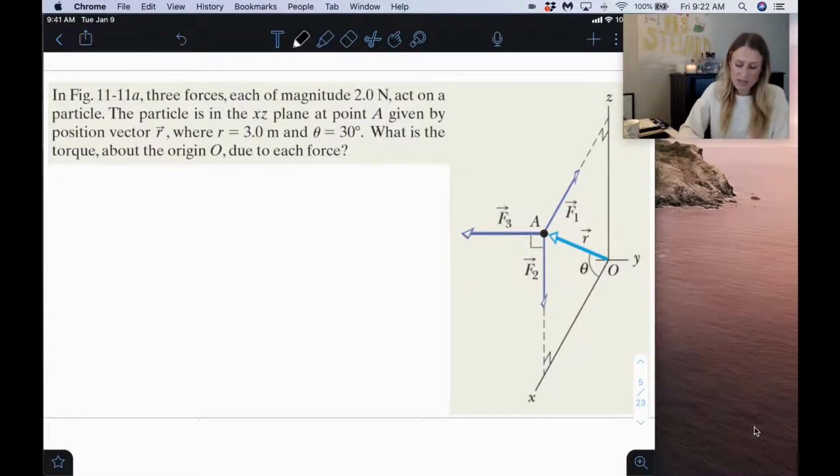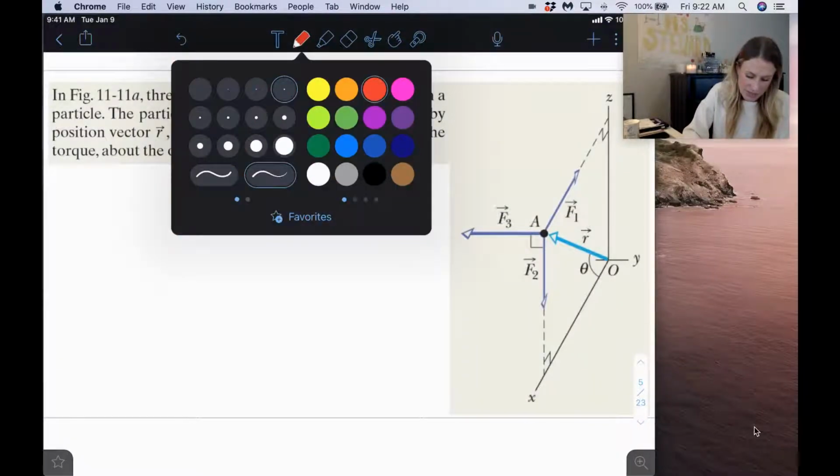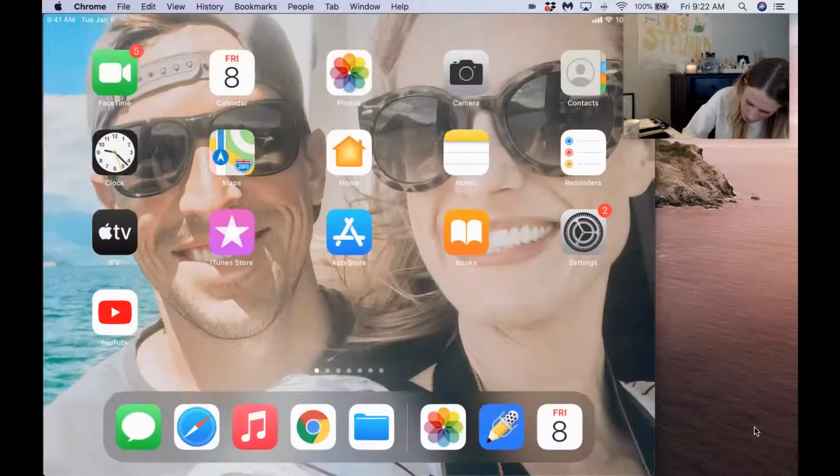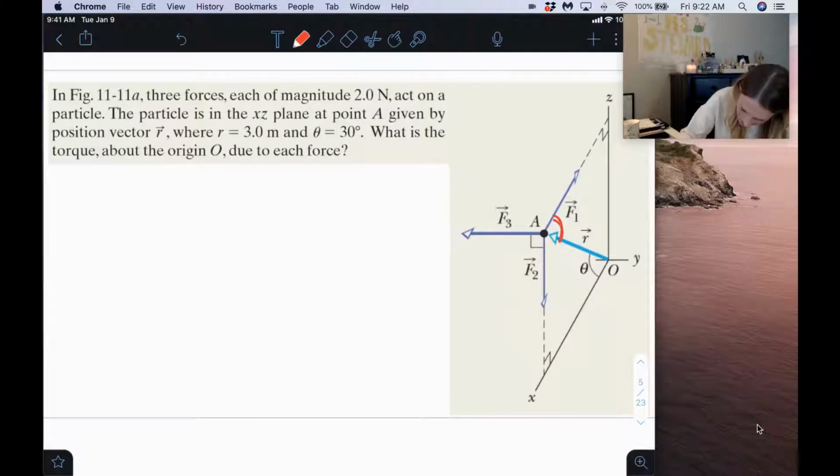So let's start with force 1 here. The first thing we need to do, we know the force, we know the r. So all we need to do here is find the angle between our r vector and our force vector. So that's this angle right here.